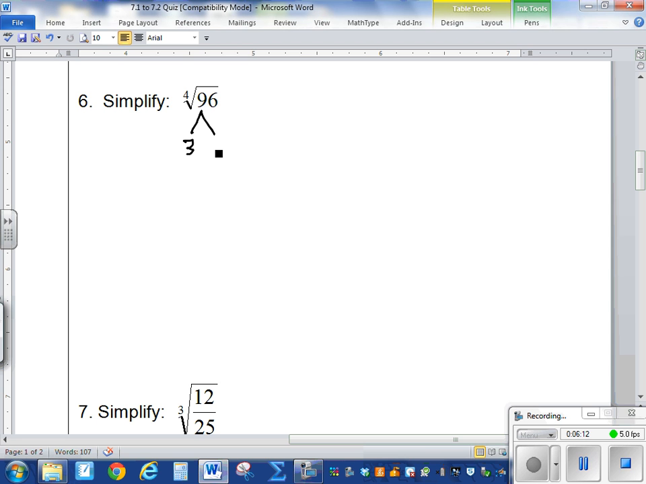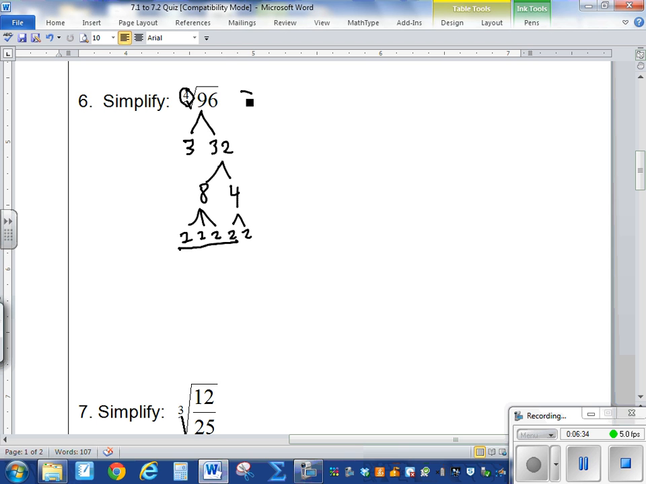So 3 times 32. Okay, this makes it a little bit easier. That's going to be 8 times 4. All right, so the 4 turns into a 2 and a 2, and the 8 makes 3 twos. 2, 2, 2. And keep in mind we're looking for 4 of a kind. So 1, 2, 3, 4.